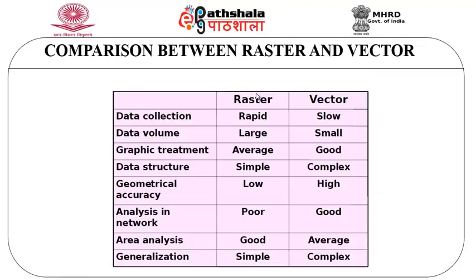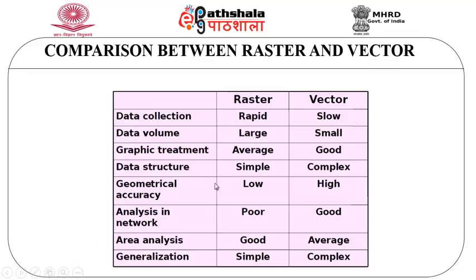If you compare the raster and the vector data types, data collection is rapid in the case of raster data, and in vector it is very slow. The data volume in the case of raster is large, whereas in the case of vector data it is small. The graphic treatment in the case of raster data is average, in the case of vector data it is good. The data structure in the case of raster data is simple, and in vector data it is complex.